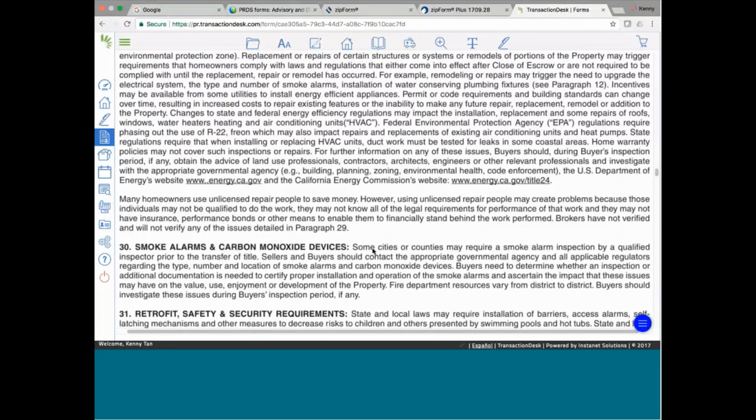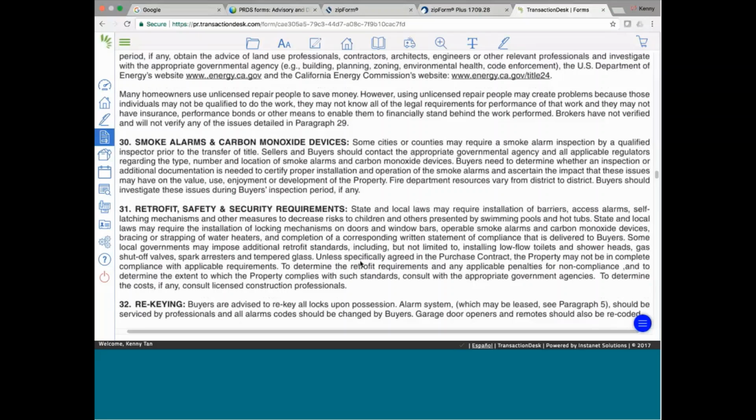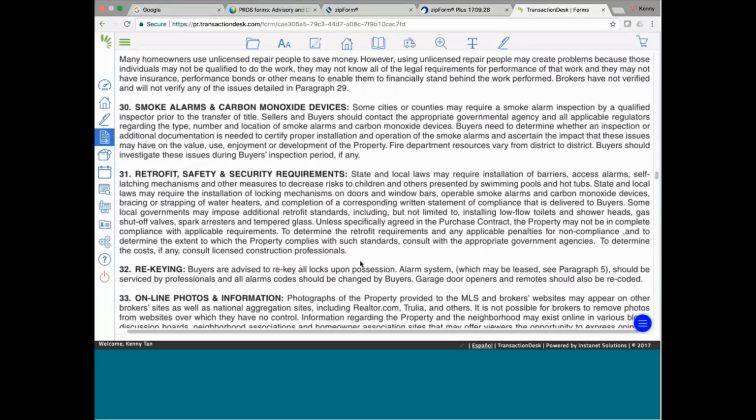Smoke alarms and carbon monoxide devices. Remember, when you sell a property, it is the seller's responsibility to make sure proper smoke alarms and carbon monoxide devices are installed. Okay. Retrofit safety and security requirements. You know, when you fill out the CAR form, there are actually conditions that talk about who's going to pay for any retrofit. Usually, we make the seller pay for it. Okay. Retrofit means that maybe it's not safe. The government may go back and say, we want you to make it safe. That's what retrofit means.